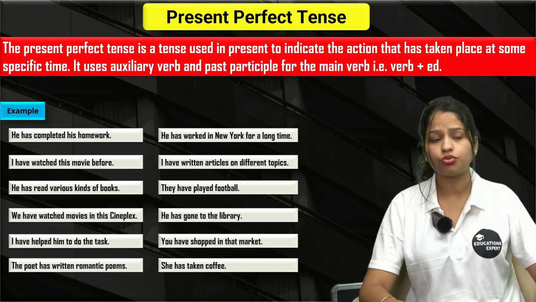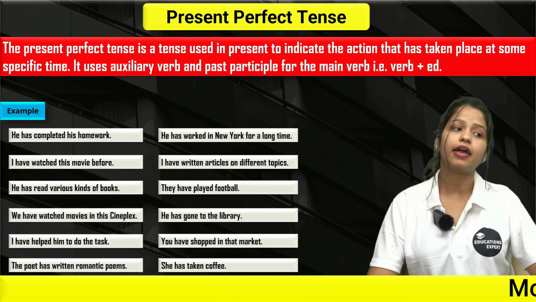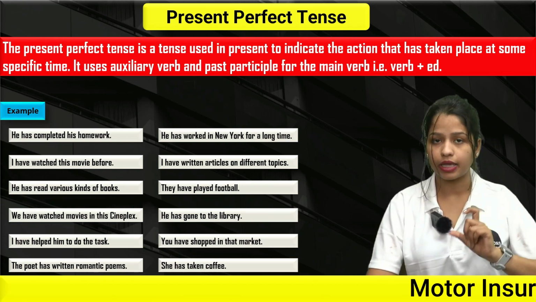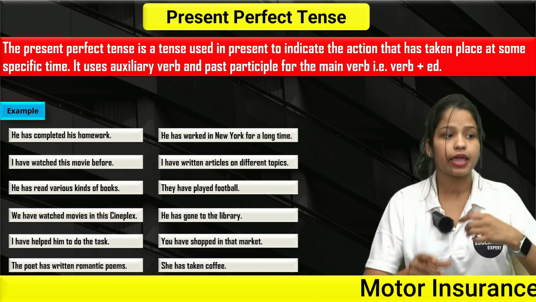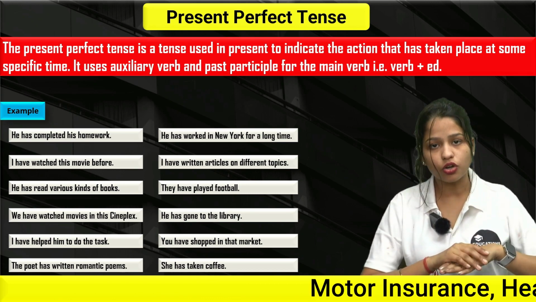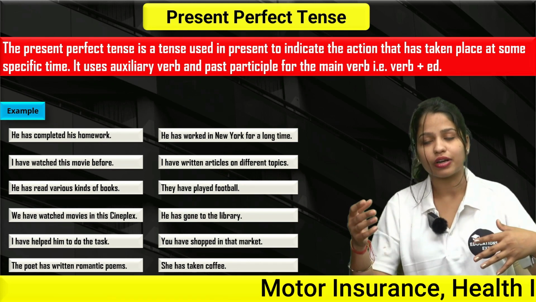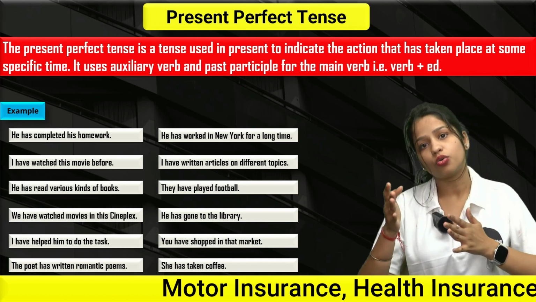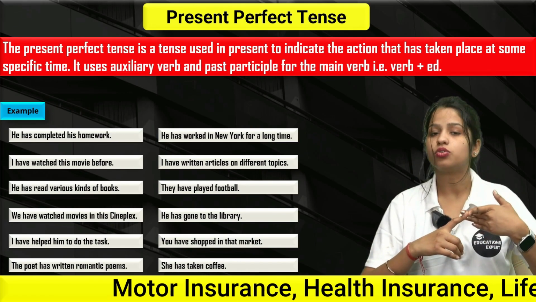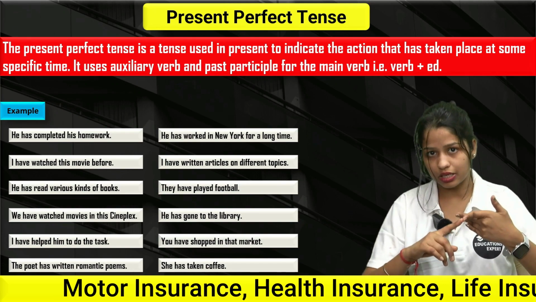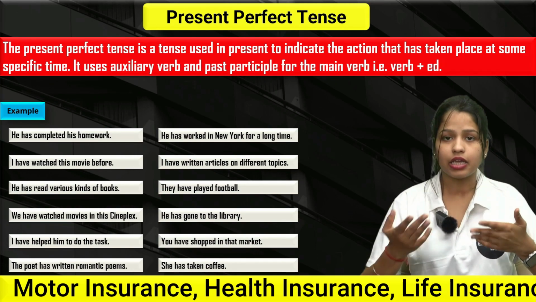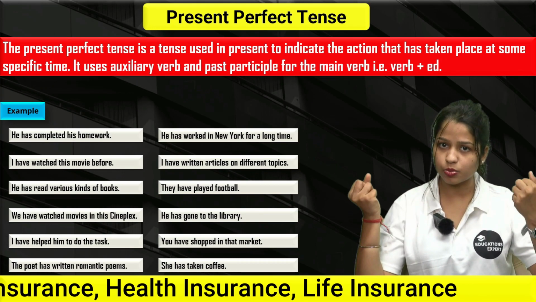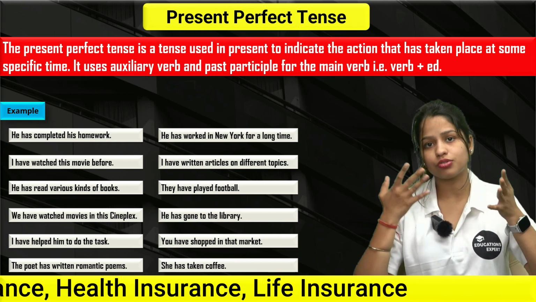He has worked in New York for a long time. I have written articles on different topics. They have played, again play plus ed. They have played football. He has gone. Again, we cannot use goed, G-O-E-D, of course not. Whatever the past participle of the main verb is, we use that. If the participle ends with ed, then we use ed. If we cannot use ed with the past participle, and the main verb has some other past participle, then we have to use that only.